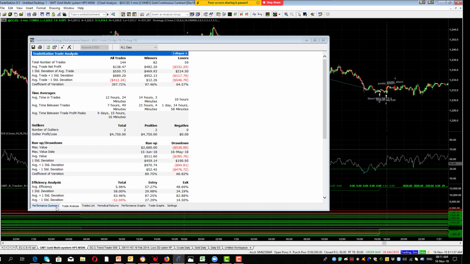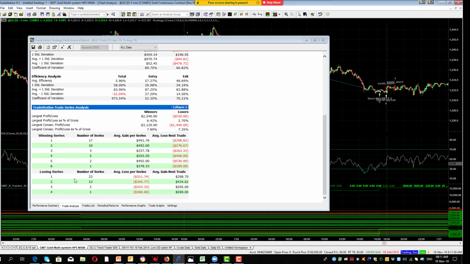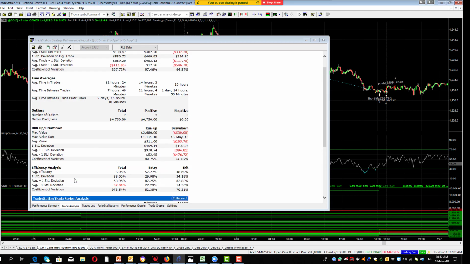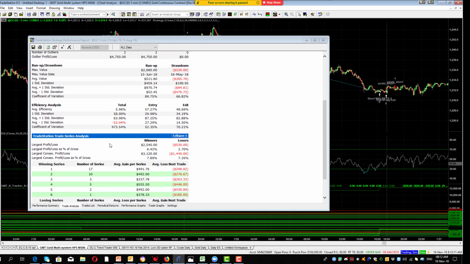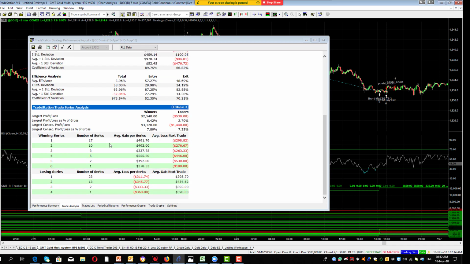So let's have a look at our performance as well. A couple of the things we want to have a look at are the number of trades, 144, and average trade net profit, 138. We also know that in any system, you want to identify what the outliers are.